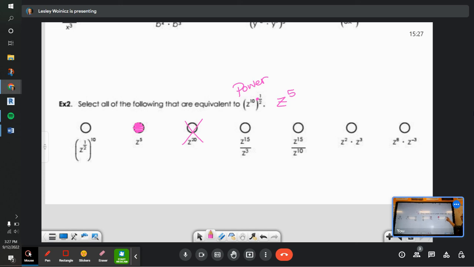What about this one? Is it a match? Whether I do 10 halves or half of 10, if I'm multiplying, it's the same no matter what order I do my multiplying in. So this is also z to the 5th. All right, what about this one? Z to the 15th over z cubed. You're correct. It is not, because you have to subtract, and 15 minus 3 is 12. So this one is not z to the 5th, it's z to the 12th.